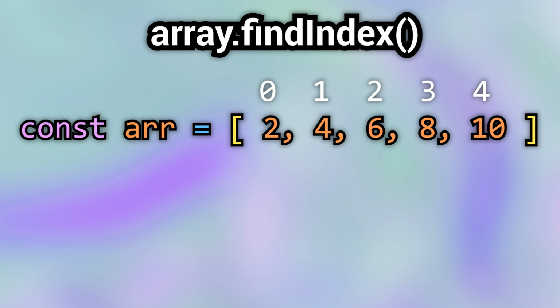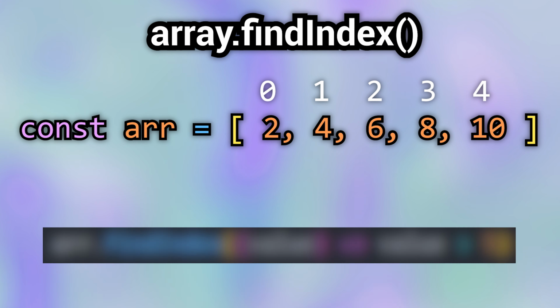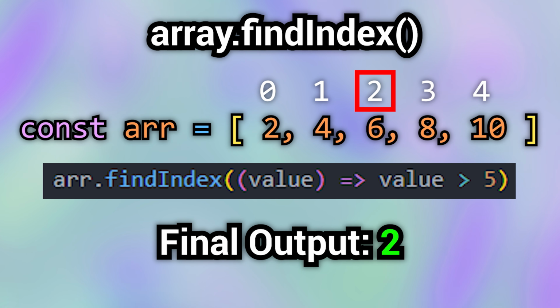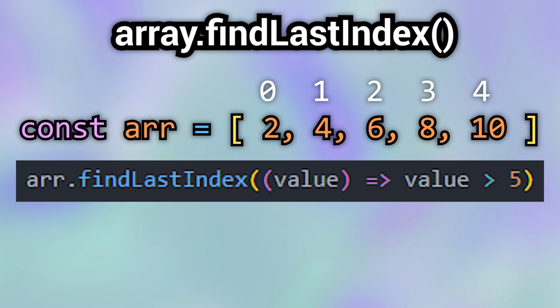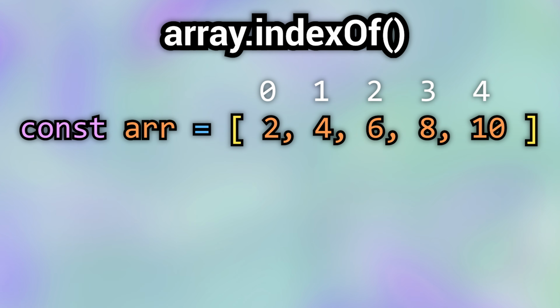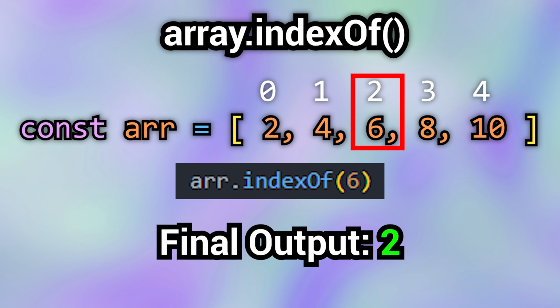The findIndex function works very similarly, but instead of returning the literal element, it will return the index that it's in. Using the findIndex function, it will give us the number 2, because 6 is the first number that is bigger than 5, and it's stored in the location of 2. findLastIndex is going to return 4, because our element 10 is stored in the index 4. The indexOf function is a very basic function that just returns us the index of the element that we give it. So if we say indexOf 6, it will return 2.